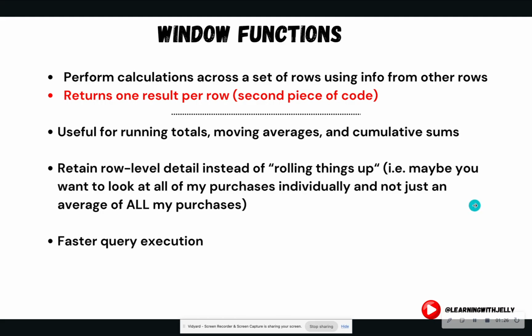So let's hop right into what window functions are at a high level and why we use them. Window functions are used to perform calculations across a set of rows using information from a previous row or other rows. So, say for instance, I want to create a column that is a running total. I need to know what the previous row was and that amount to know what the next row should be. So this actually retains information of individual rows in the table. It's going to return one result per row.